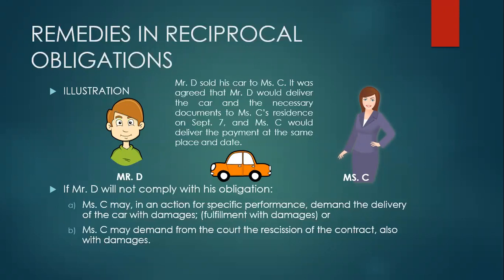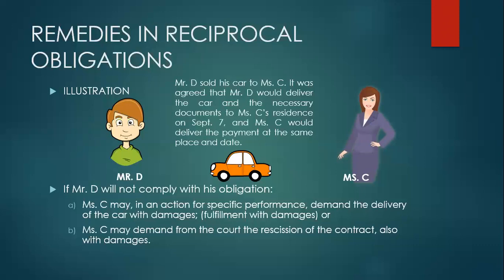If Mr. D will not comply with his obligation to deliver the car and the necessary documents, then Miss C may, in an action for specific performance, demand the delivery of the car with damages. So Miss C can choose to apply fulfillment with damages. Or if she does not want the fulfillment of the obligation, then she may demand from the court the rescission of the contract, also with damages.